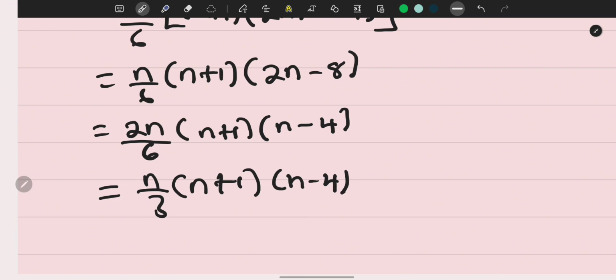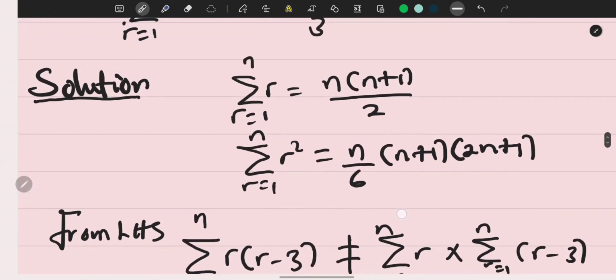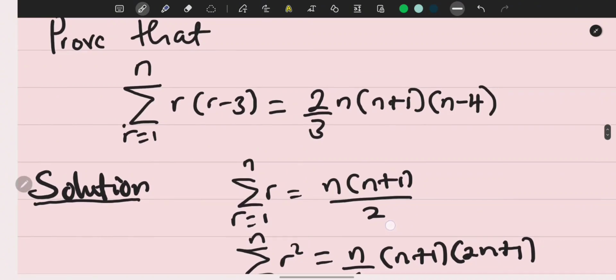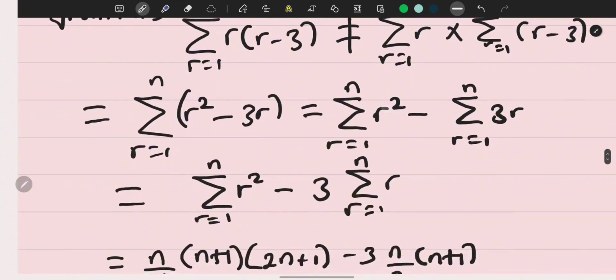So let's compare this with what we need to find from the given question. We are asked to show that it's going to give us 2n over 3, then (n plus 1), (n minus 4). So we are expected to have 2 there. So what's the issue? There's no mistake. I think the answer should be n over 3 instead of 2n over 3. We can only have 2n over 3 if what you have here is 2r. And that is that on the given question.